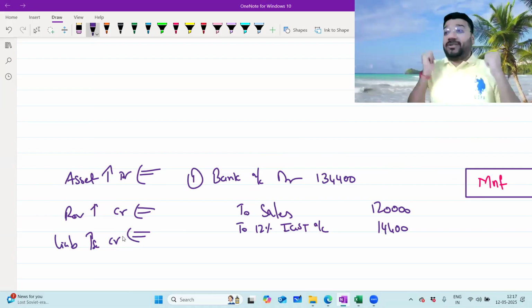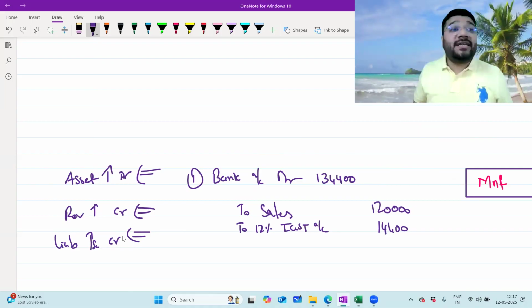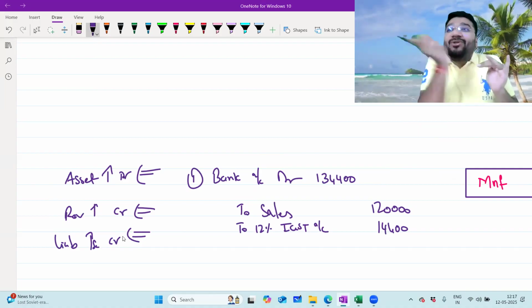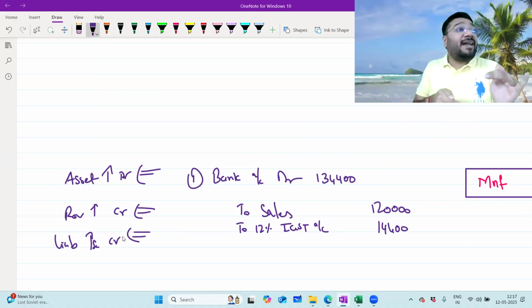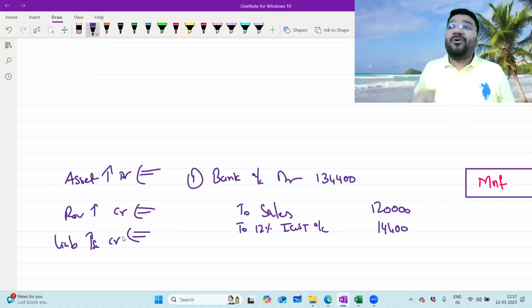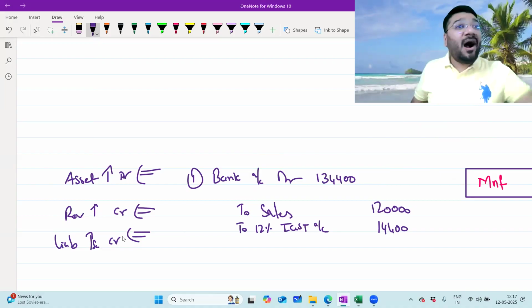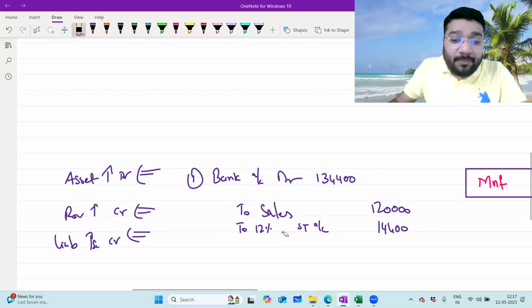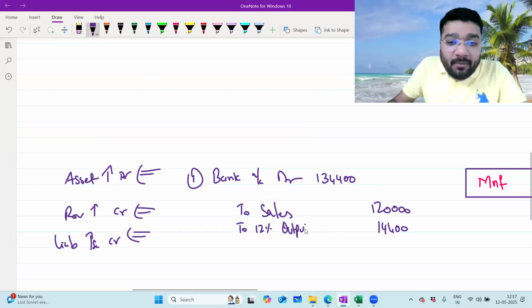Because money is coming in, no sir. Why do you call it output GST? Don't see that money is coming in. See that this money is coming inside, but it is going to go outside. So this GST which is coming inside is coming in to go out. Hence it is output GST. So I will call this 12% output IGST. Any problem?